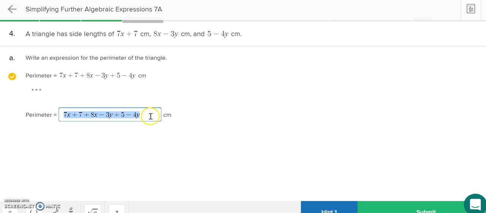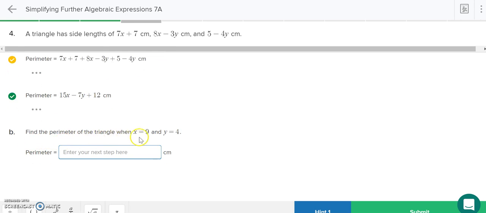So going on from there, we're now going to collect our like terms. So I want to have a look up here and see that I've got 7x and 8x, so that's 15x. Then I want to look at the y terms. I've got minus 3y and minus 4y, which is going to become minus 7y. And then I've got plus 7 plus 5, which is going to become plus 12.